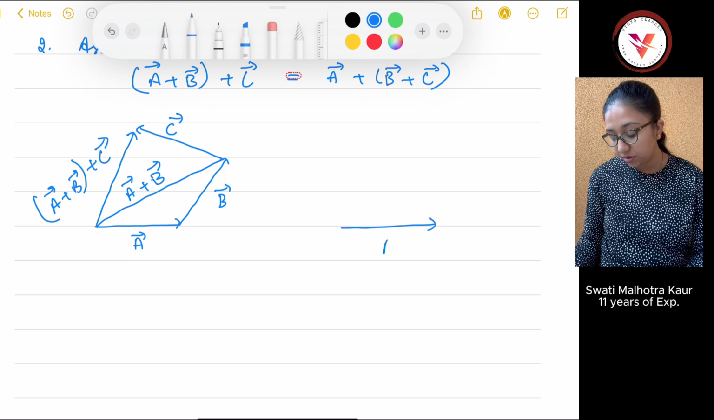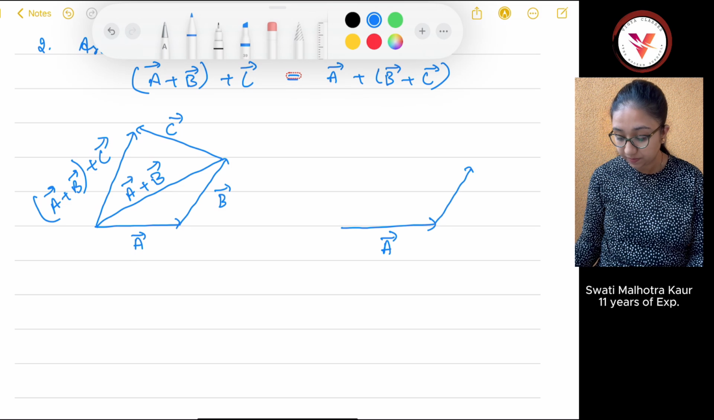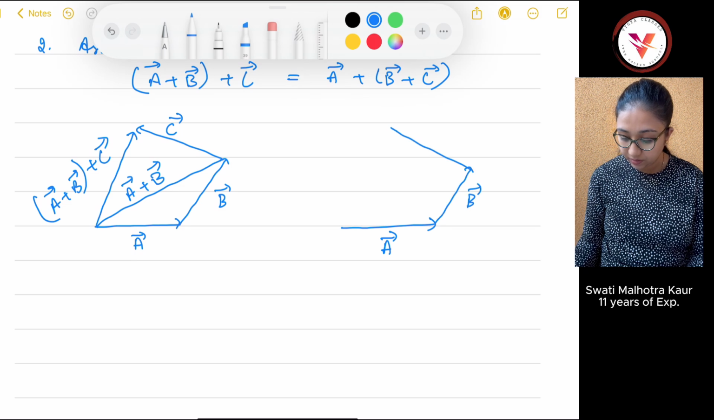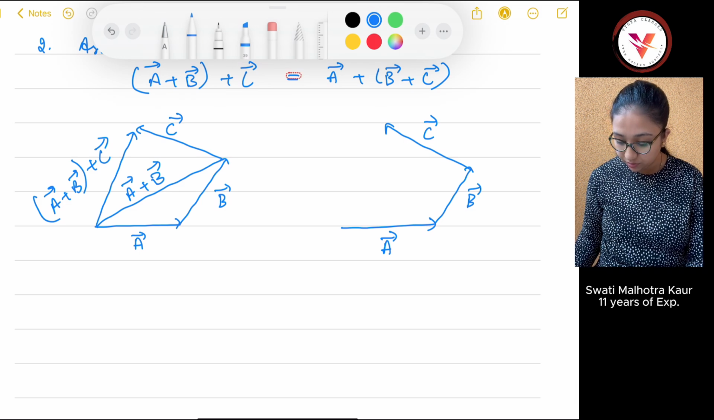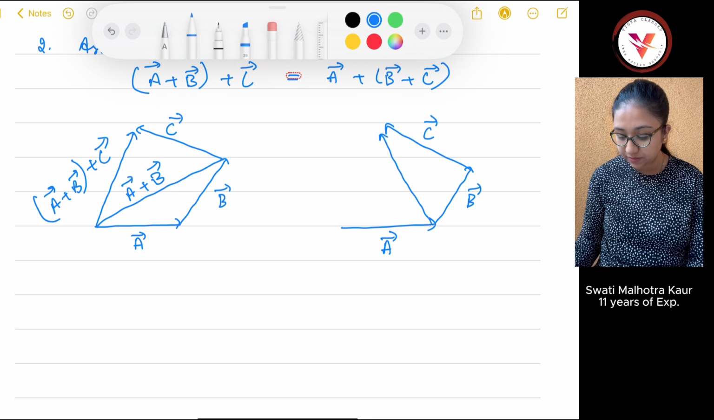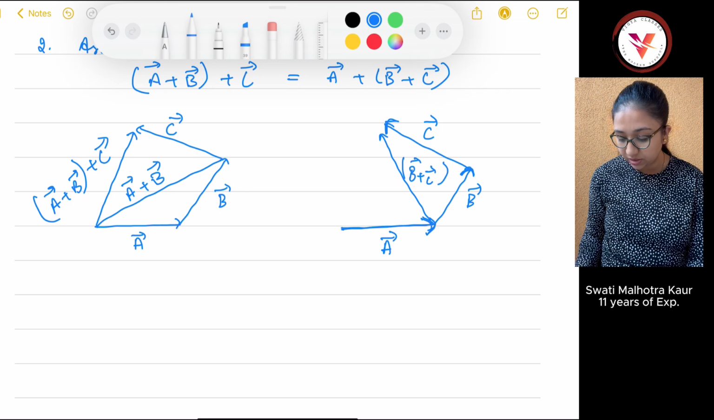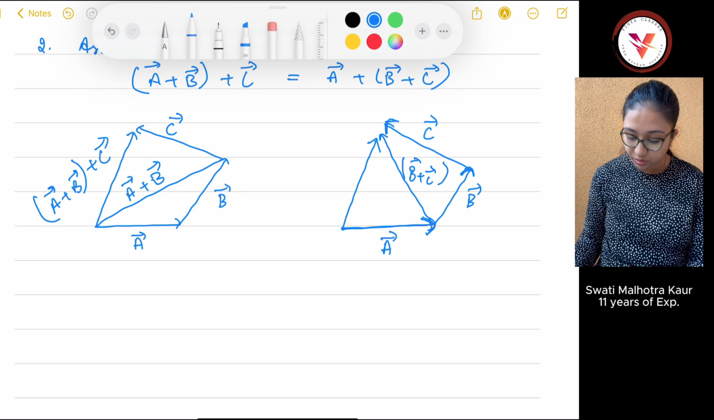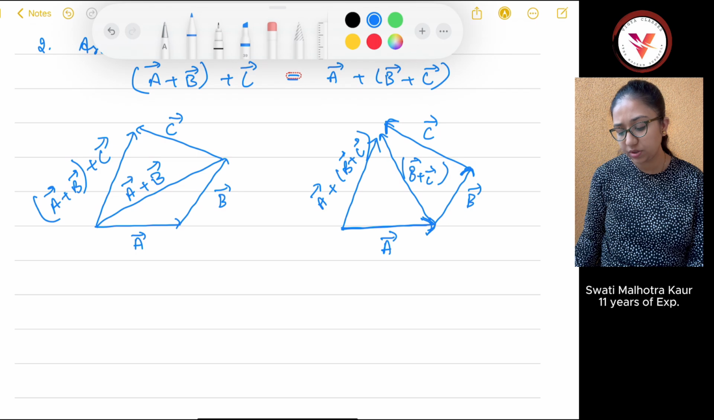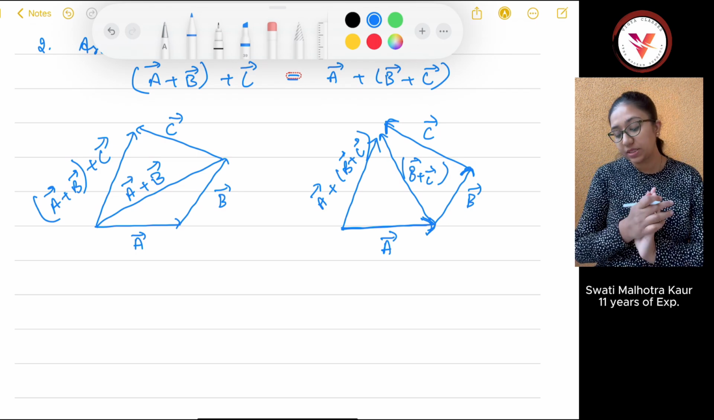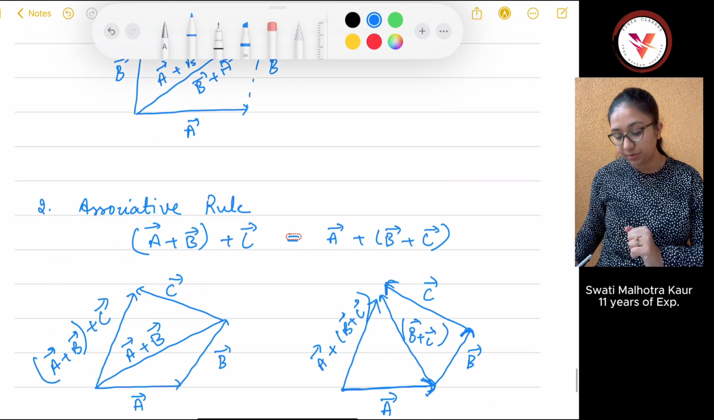Or you can, this is the C vector. Okay. So first what you can do, you can take this vector. So this is B plus C in the same order. This resultant will give you the B plus C vector. Okay. And now you can take this triangle in this order, and this is in the opposite direction. So this will be A plus B plus C. So it will remain the same. Okay. So this is the associative rule and the other is the commutative rule.